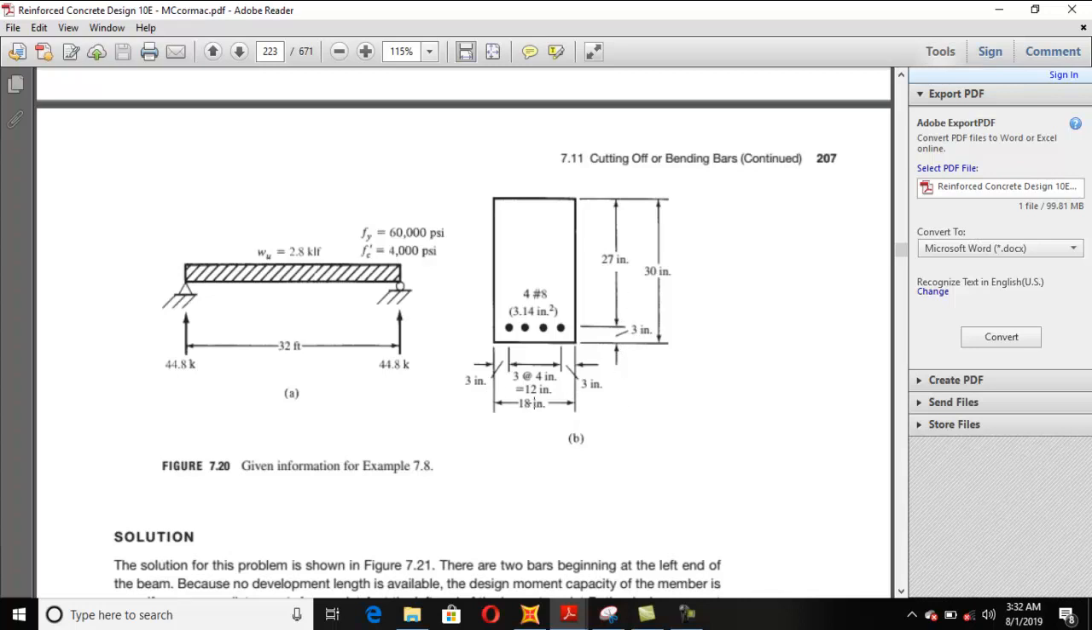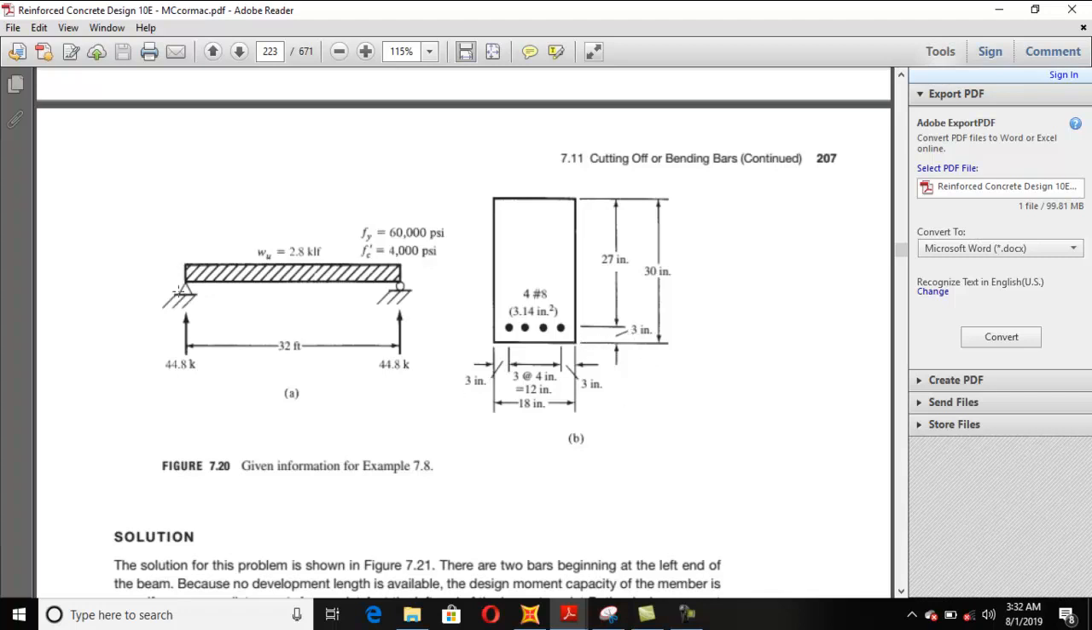The overall width is 18 inches, and you see the 3 at the rate of 4 inches means 4 bars, and their clear spacing is 3 inches. These 3 are the spacings, and 4 inches is center to center. These are the 4 bars. So basically the total clear space is 12 inches. This side cover and this side cover are also 3 inches, and the bottom cover is 3 inches.